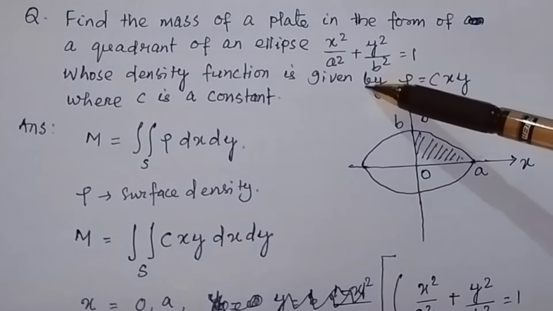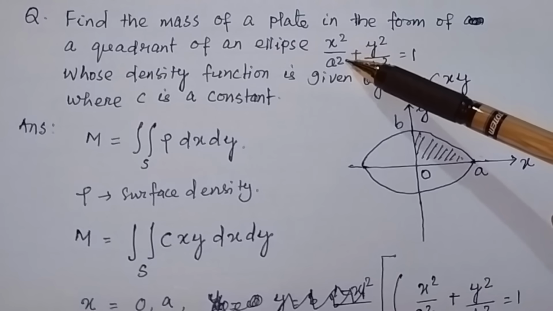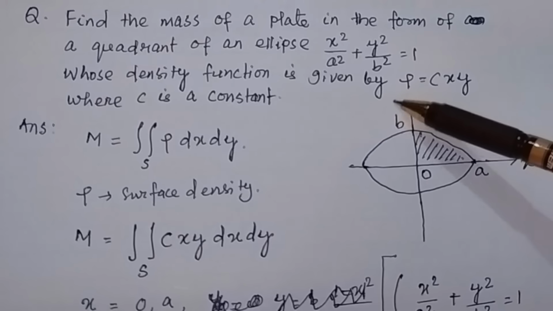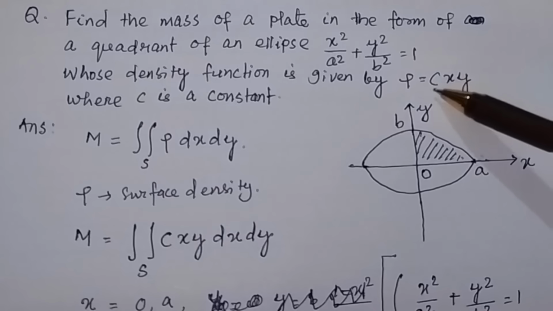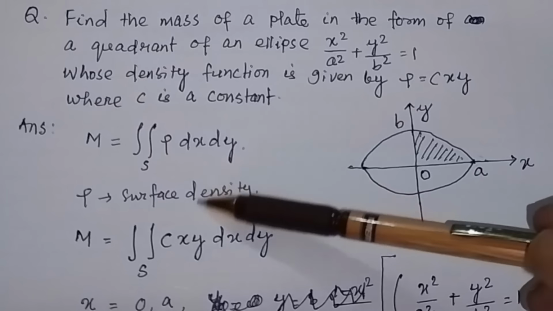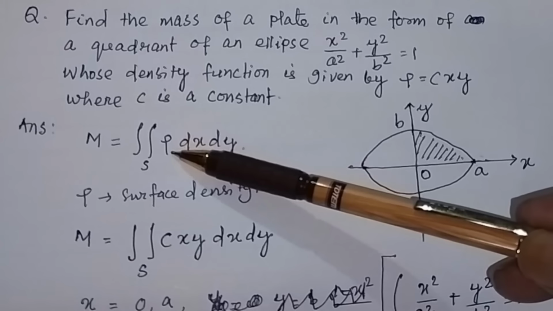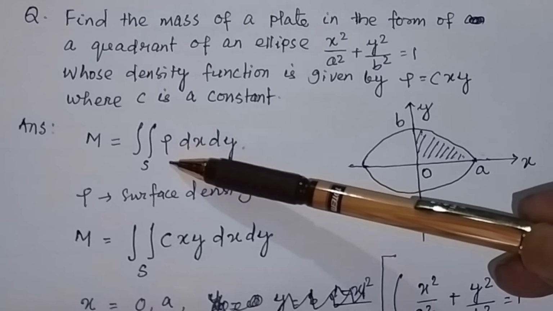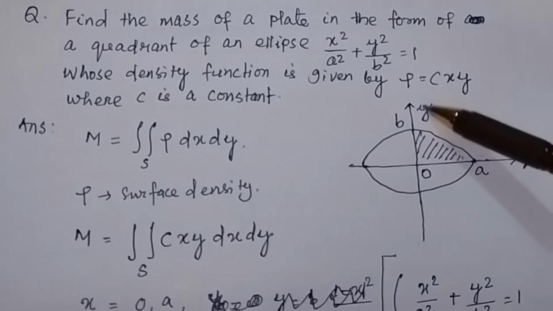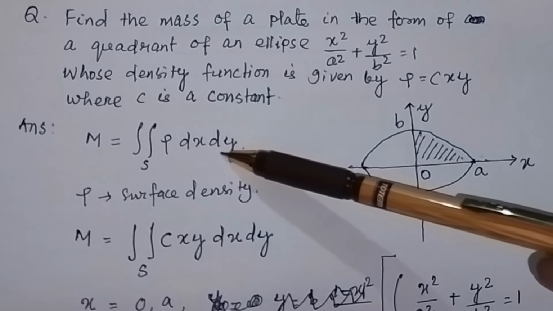Okay, and the equation of the ellipse is the standard equation, x square by a square plus y square by b square is equal to 1, and the density function is given as rho equal to c into xy. If the density function is given, you can find out the mass. If rho is the density function, density means mass by area. Here rho is the surface density, so mass by area, and this is the area.